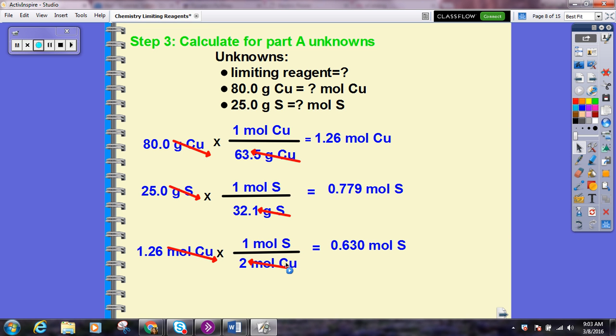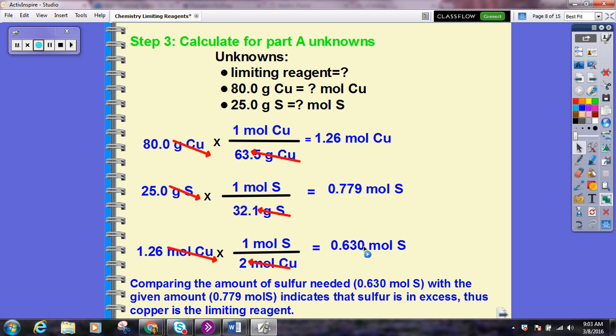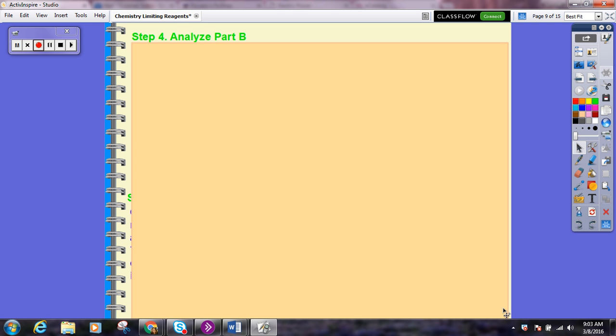So what does this mean? Well, we have 1.26 moles of copper. We don't have any more. And we only need 0.63 moles of sulfur. We have more than that. So therefore, copper is our limiting reagent, and sulfur is in excess. So we compared the amount that we needed and figured all that out. Fantastic. So let's go on to analyze part B.